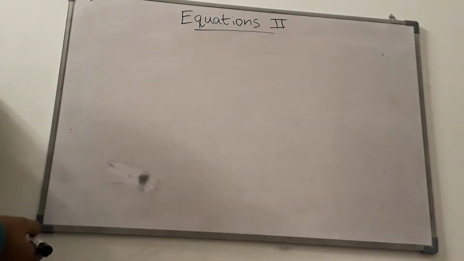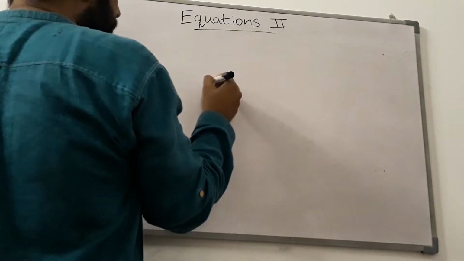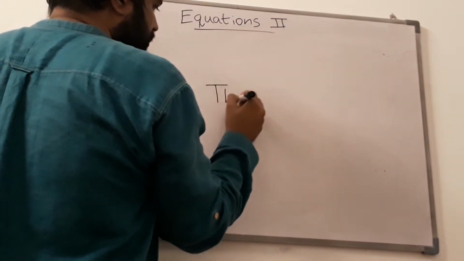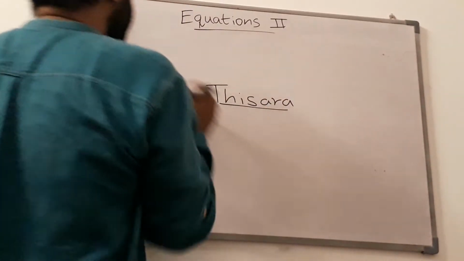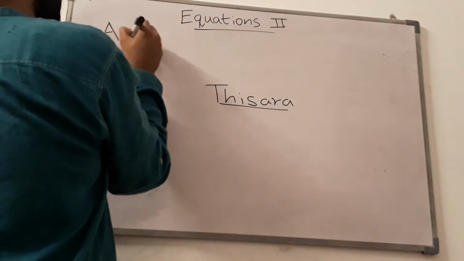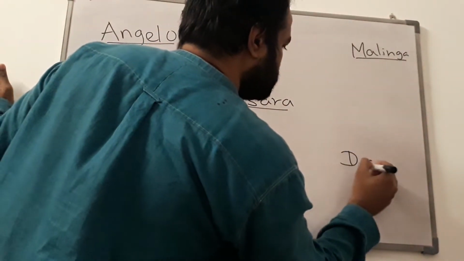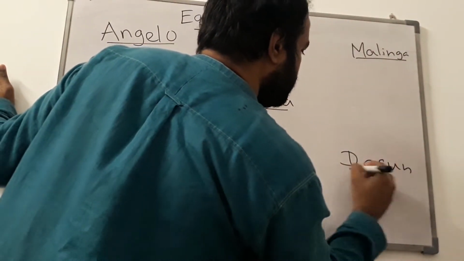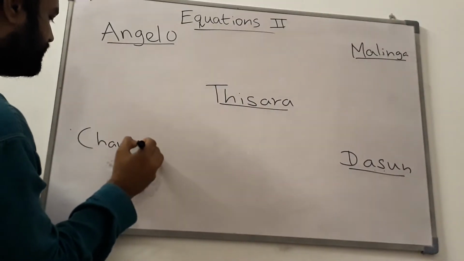What I thought of is using some famous cricketers' names under this topic. They are famous names such as Tissara, Angelo, Malinga, Dasun, and Chandimal.